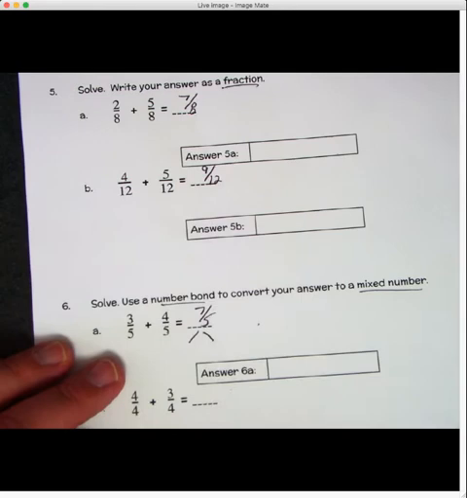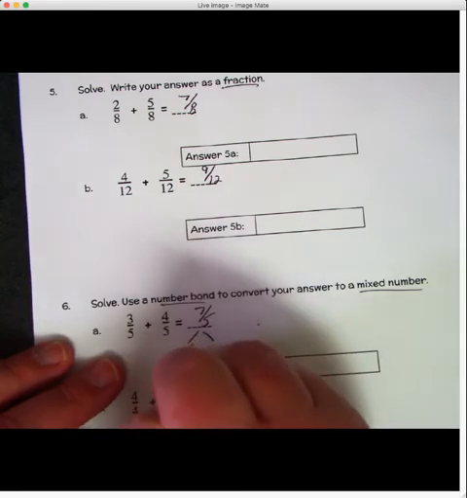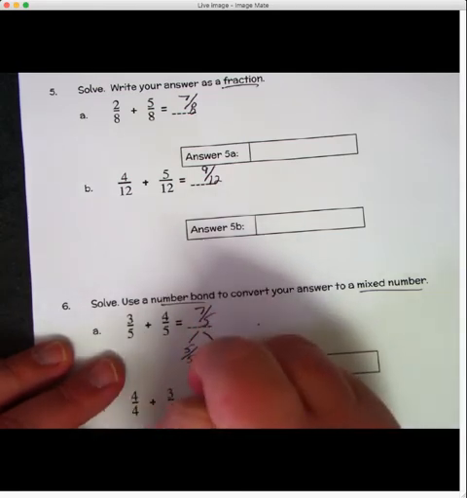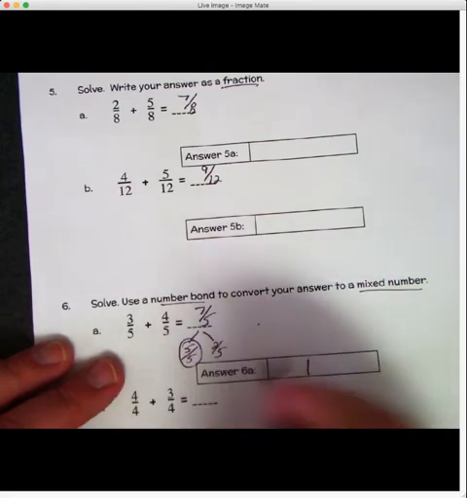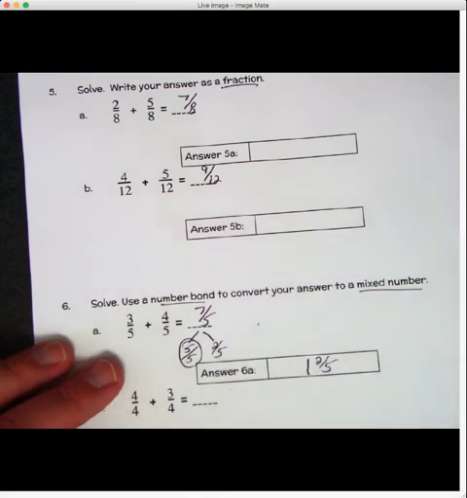I'm going to split it with our number bond. Make one whole, which would be 5/5. And 2/5 more would be 7/5. Take the 5/5, that's 1, and 2/5.